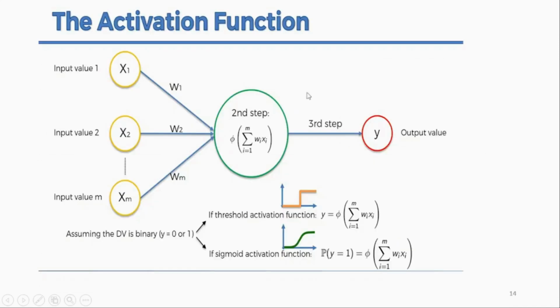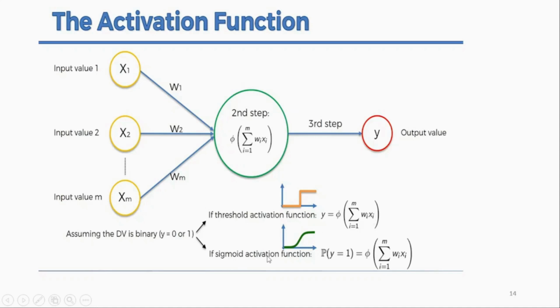So now if you look at this, these are the input values to this node, to this neuron, augmented by different weights. Different weights are applied to these inputs, and then this is the sigmoid function, and this is the output. Now assuming the dependent variable is binary, for example the classification problem is a binary problem, then y will definitely be either 0 or 1 if we use a threshold activation function. For the threshold activation function, the mathematical equation will be: sum over i equal to 1 to m of the weights multiplied by the different inputs.